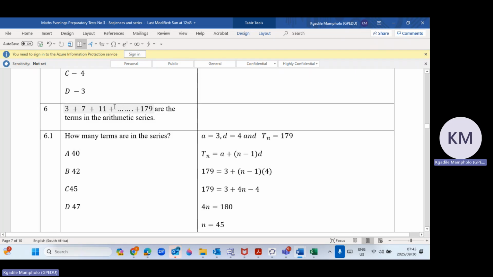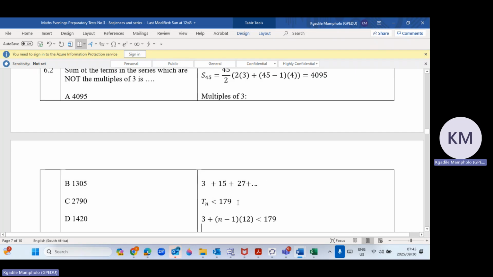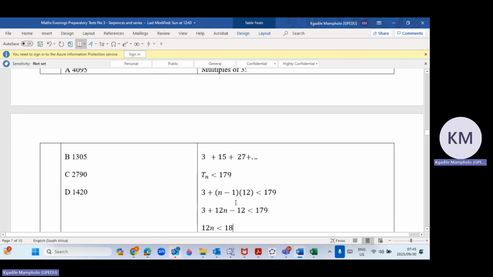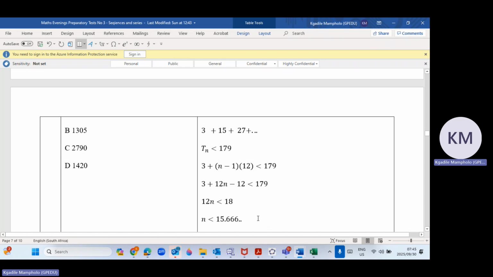From there, when you add 4, you get 19. Add 4 again, you get 23. When you add 4 again, it will be 27. That is why we say the first 3 terms which are multiples of 3 in this sequence are these. But since 179 is not a multiple of 3, then Tn will be less than 179. So then you do that, less than 179, the n will be 18.